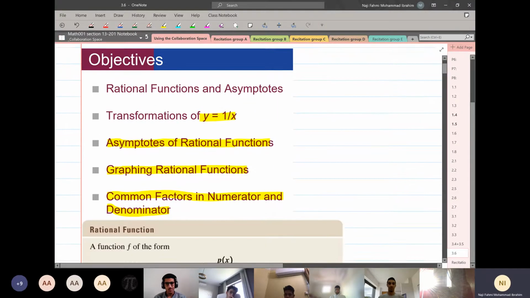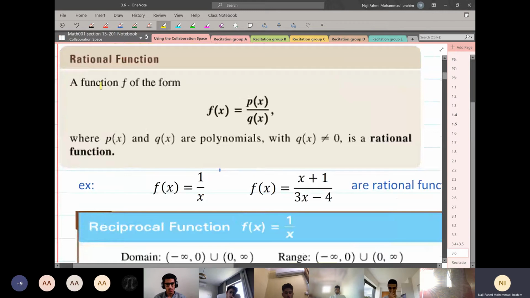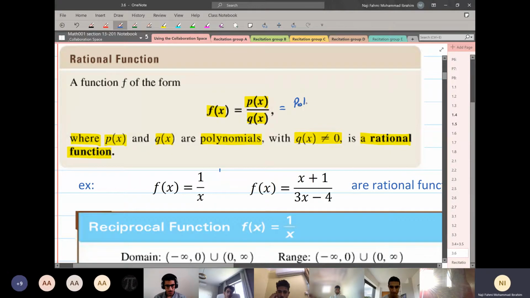So let's first of all define a rational function. A function f of this form, f of x equals p of x over q of x, where p of x and q of x are polynomials, of course with q of x not zero, is called a rational function. So when I say rational function, it means I'm dividing a polynomial by another polynomial. This will give me the rational function. And of course, as we mentioned, the denominator should not be zero.